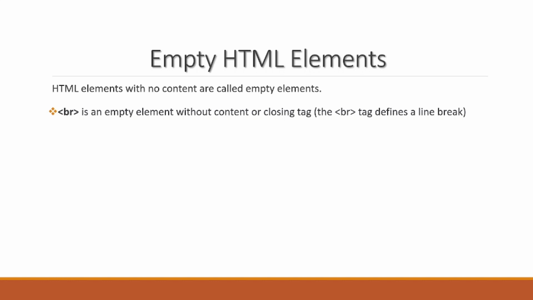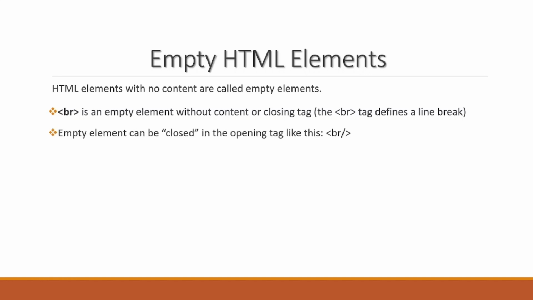A good example is your BR. A BR is an empty element without a content or closing tag. The BR tag defines a line break, which means when I'm writing this code, anything after it should go to the next line. So that's what a BR is.